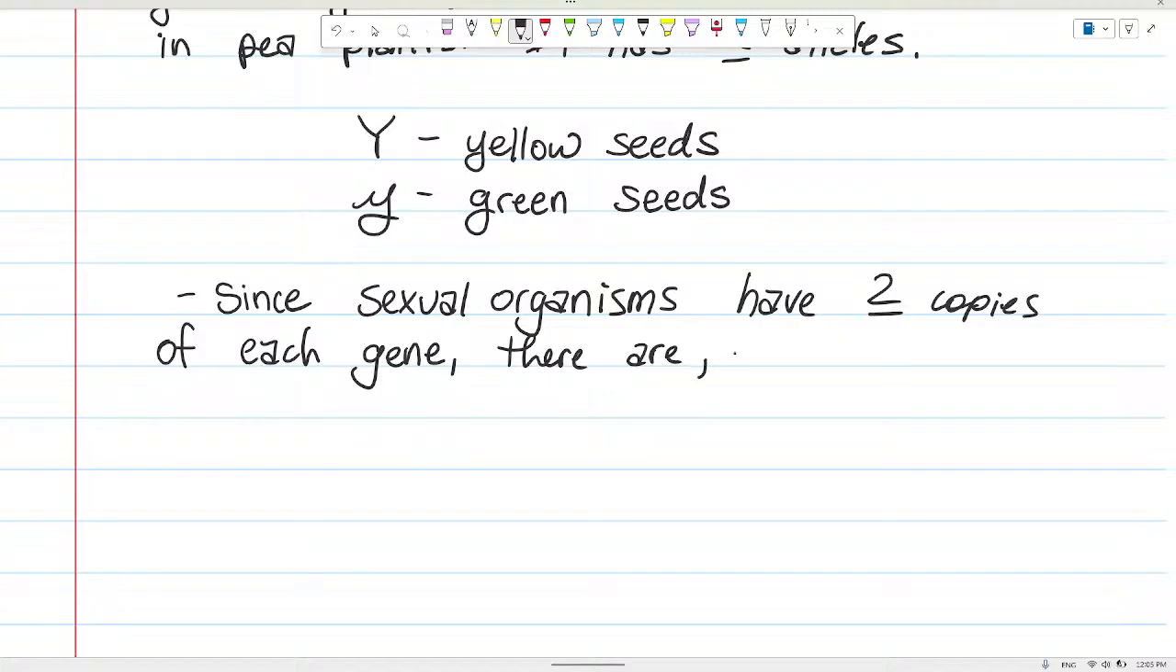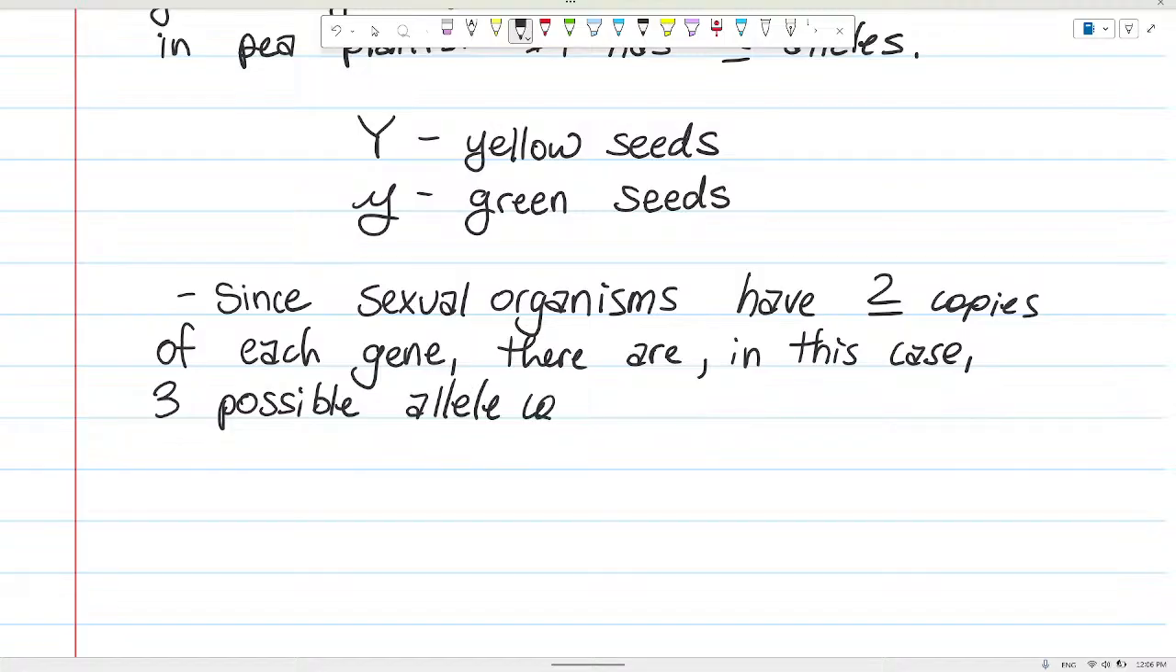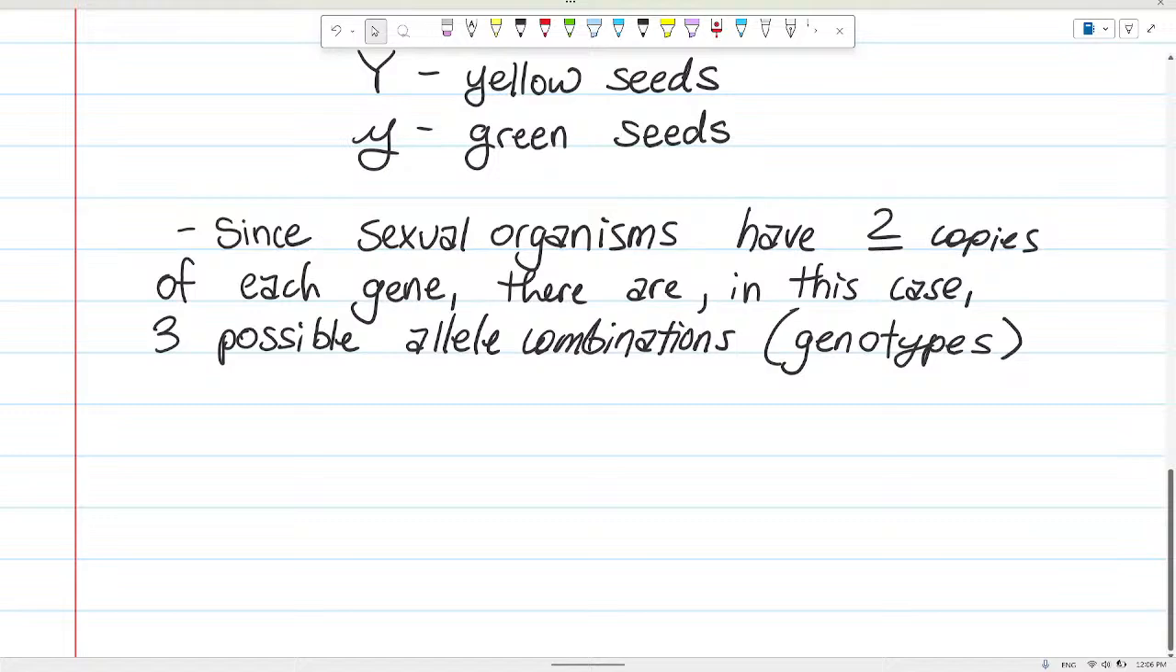there are, in this case, three possible allele combinations, and we have a word for allele combinations. Does anyone remember that word? We introduced it last time, and it's a good one, actually. This word is pretty logical. Genotype. Very good. So there's three genotypes, which again just means types of genes, right? That's a nice, easy one to remember. What are the three possible combinations here?